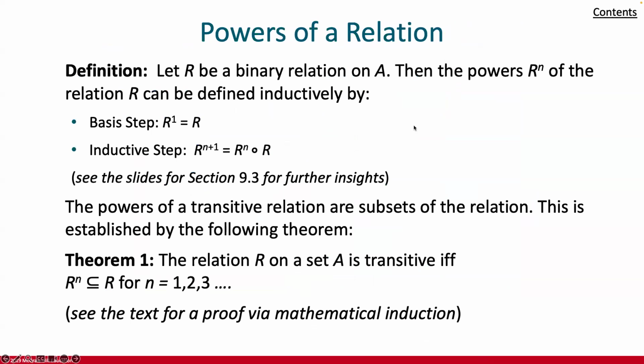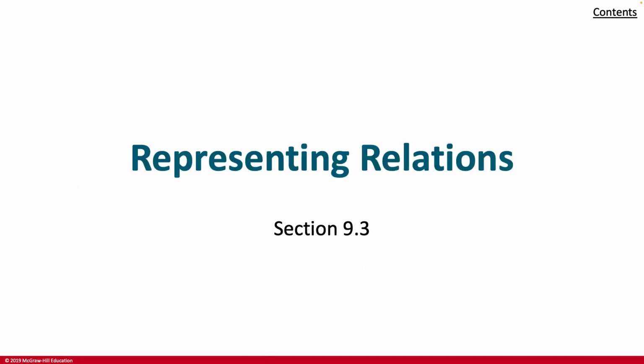We can also have the powers of a relation. Let R be a binary relation on A, then the power R to the nth power of the relation can be defined inductively. You have a base step, R to the 1 is equal to R, and an inductive step, R to the n plus 1 is equal to R to the n times R. And you can see some more information in the textbook for that. Then we have a theorem: the relation R on a set A is transitive if and only if R to the n, well, you can just read this equation here and see what we're trying to get at.